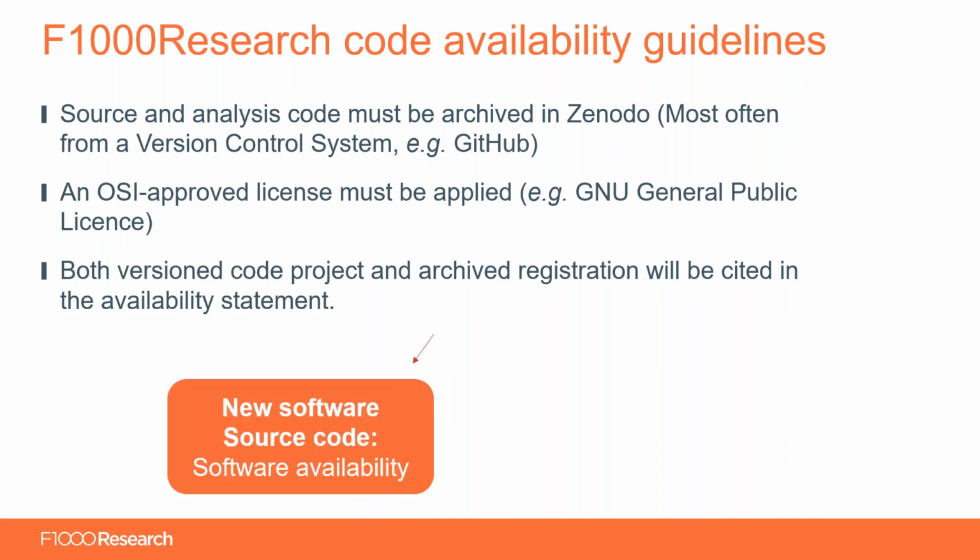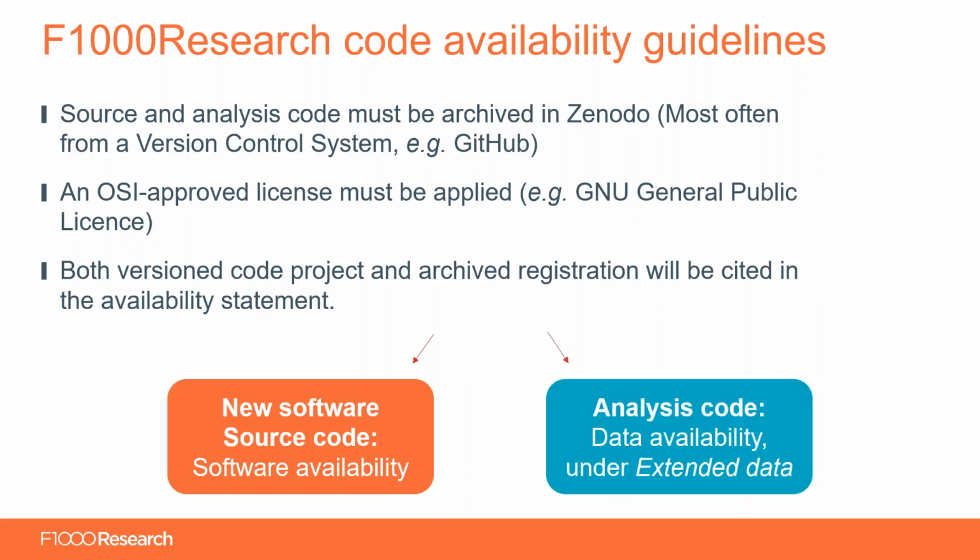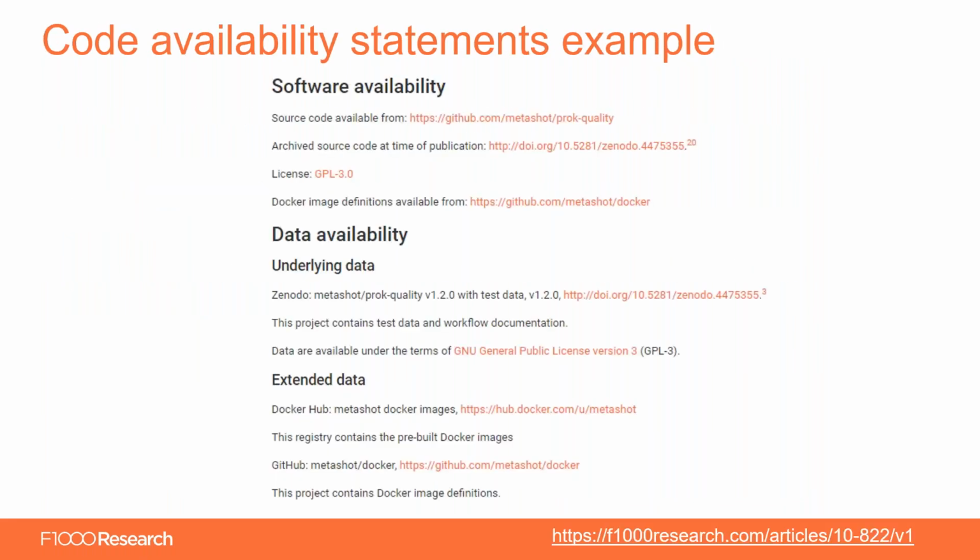For a software article, the source code will be cited in a software availability statement, and analysis code will be cited under the data availability in the extended data section.